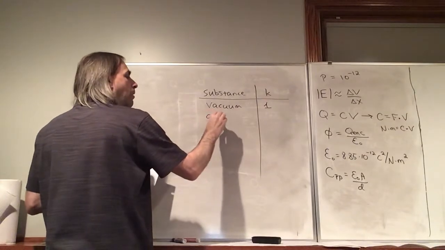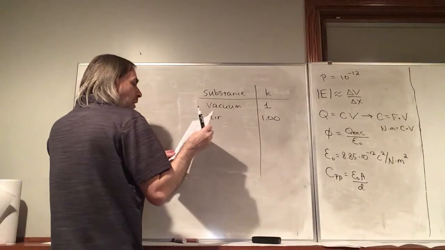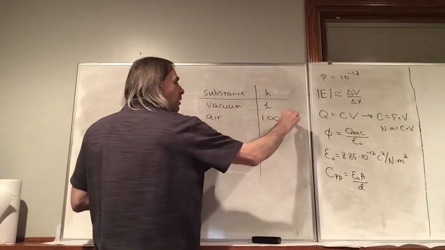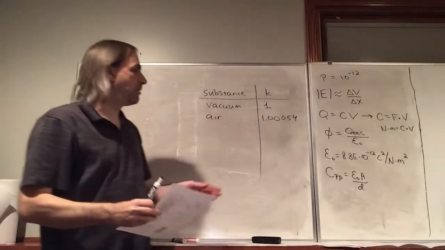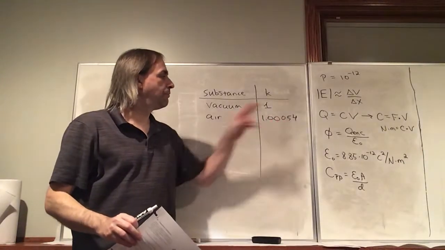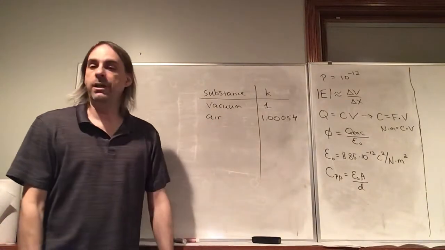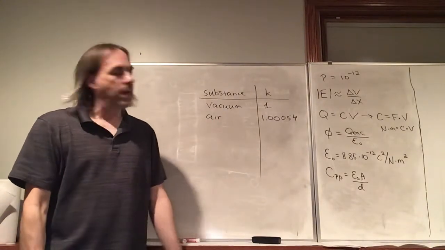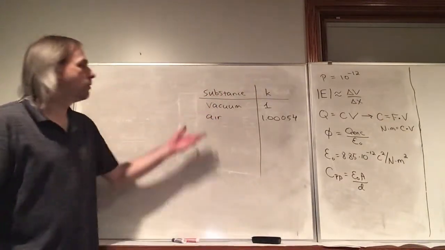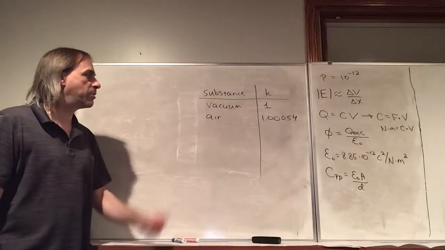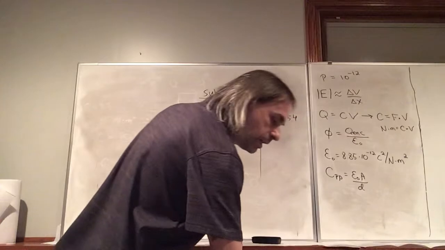And then we have air, which is 1.00054. So basically, if you're working with 5 significant figures, you might want to take this into account. We're not going to ever do that in this class. We'll never be working with enough precision where we have to take into account the difference between air and a vacuum. So let's look at something that actually does have some significance.